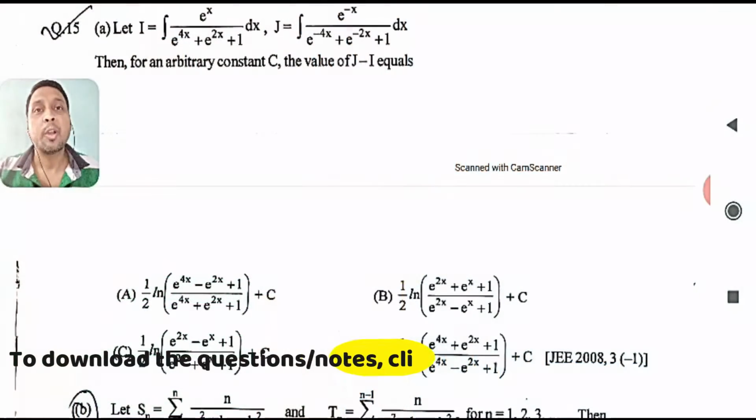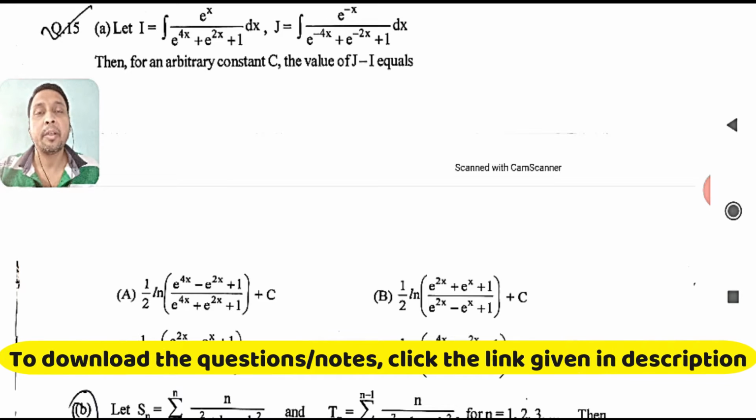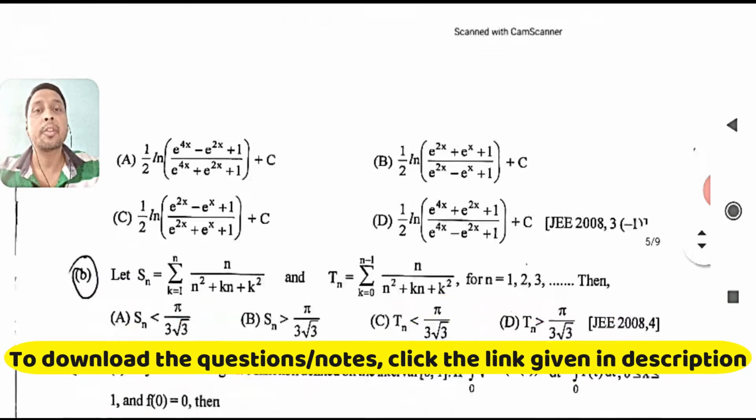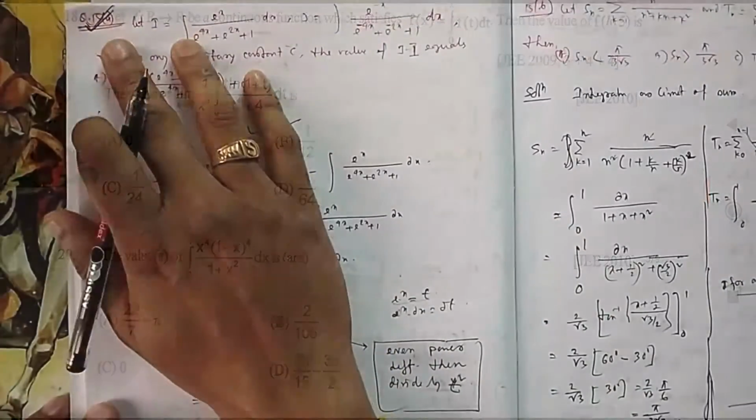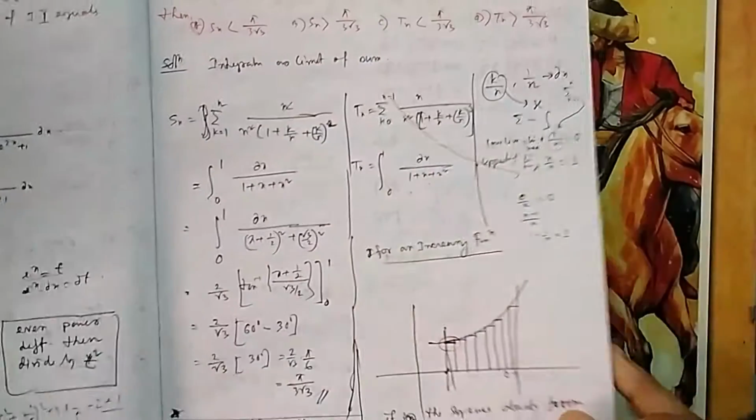Okay students, welcome all to this new lecture in the advanced level series, where we are solving previous year IIT JEE questions on definite integrals. In this lecture we will be solving questions number 15 to 20. Okay, then let's try to solve these questions. Question number 15a we have already solved, that's why I am skipping this one.